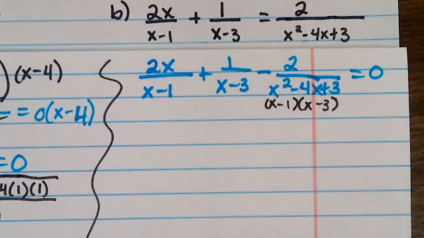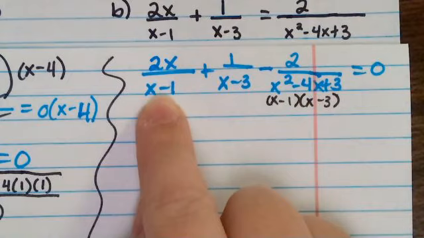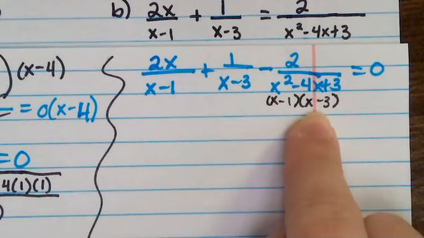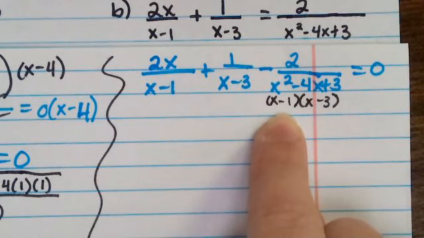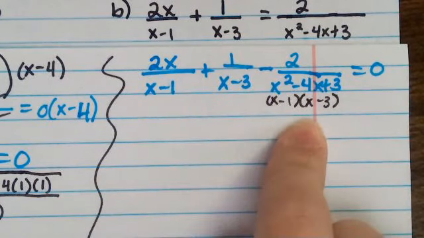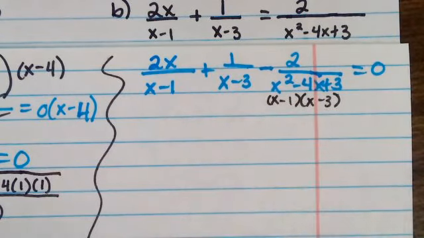So what we're going to do is multiply by the LCD. Well, this denominator is x minus 1. This one is x minus 3. So those are not the same. This one is x minus 1 times x minus 3. And actually, that is going to be the LCD in this situation. Because this guy has one of them, this guy has the other, this one has both. We're going to use the one that has both. And we're going to multiply the whole equation through by that. Okay?